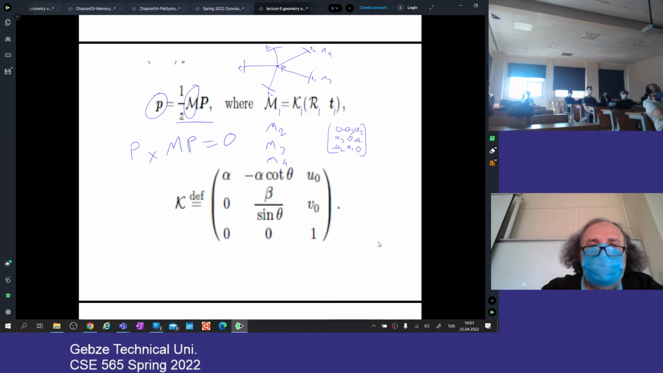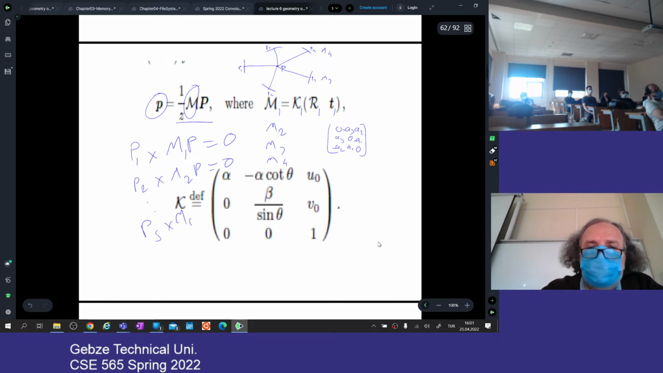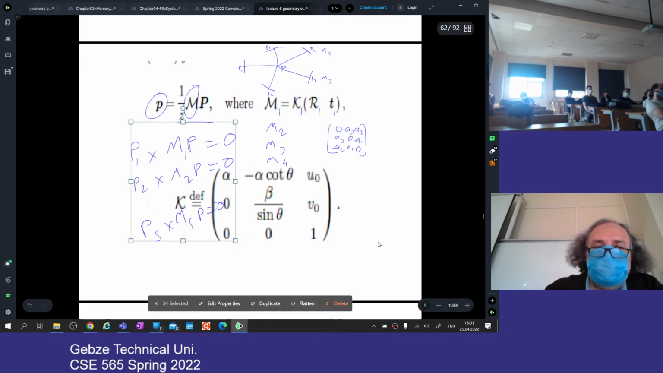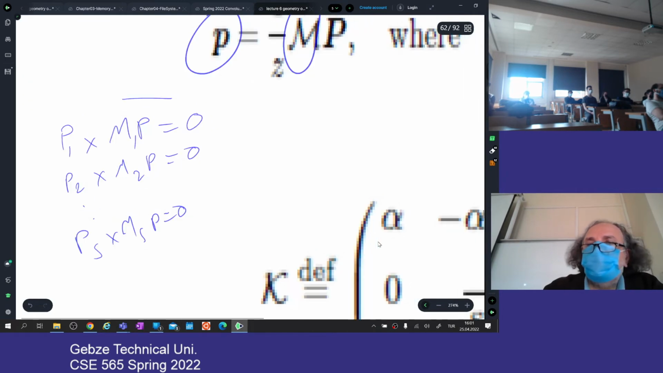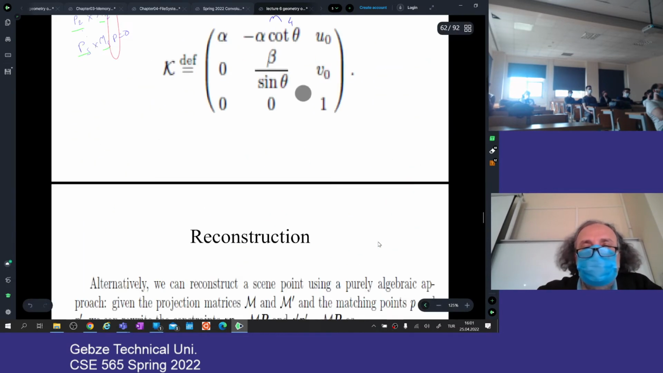So what am I going to do now? I will cross product P1 with M1 P, 0. P2 with M2 P, 0. Dot dot, P5 cross product M5 P, 0. They all produce the same 0. Let me make it smaller and put it in here. So I know this one, this one, this one, I know all of them. The thing that I don't know is these P's, and they are the same P. So that's good.